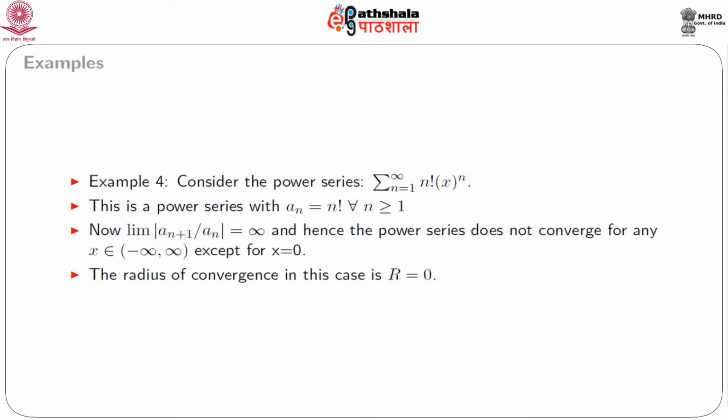Consider our next example, which has the nth term as n factorial multiplied by x to the power n. So this is a power series with a_n as n factorial. Now the limiting value of the absolute value of a_(n+1) divided by a_n is infinity, and hence the power series does not converge for any x belonging to the real line except for x equal to 0. So in this case, the radius of convergence is defined as R equal to 0.